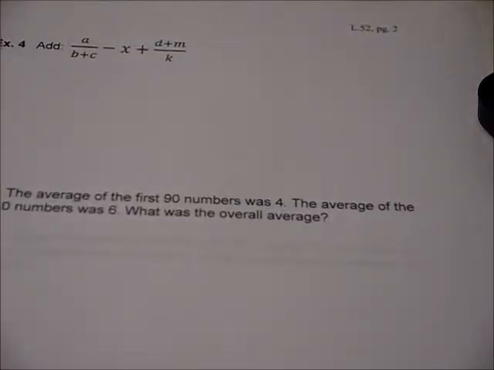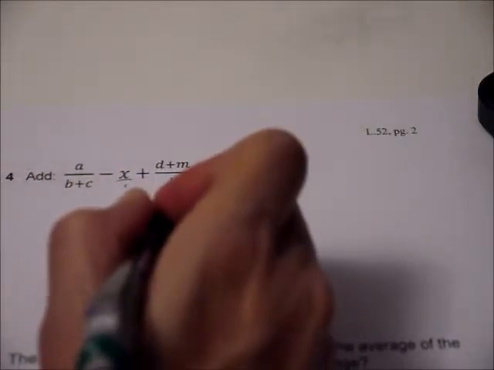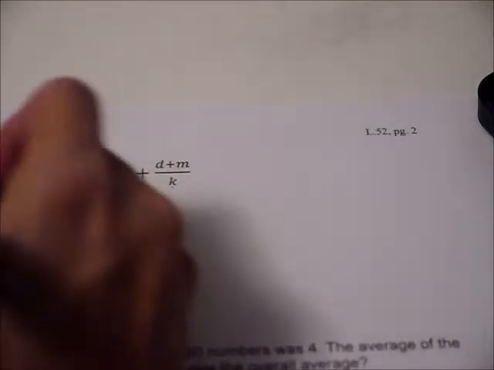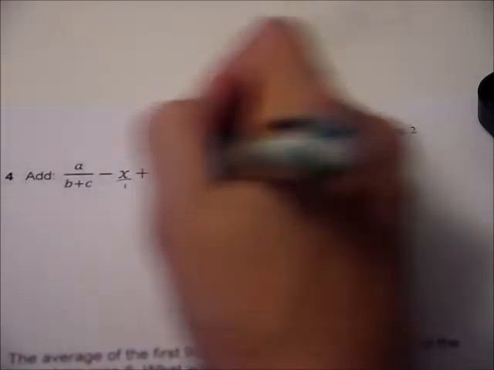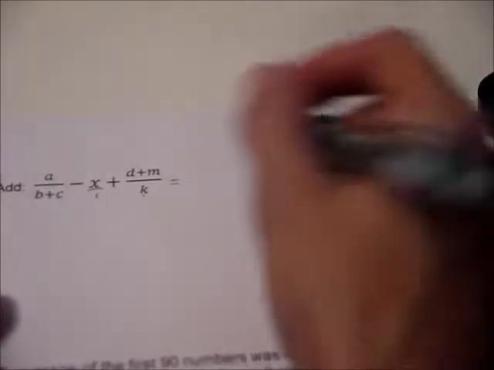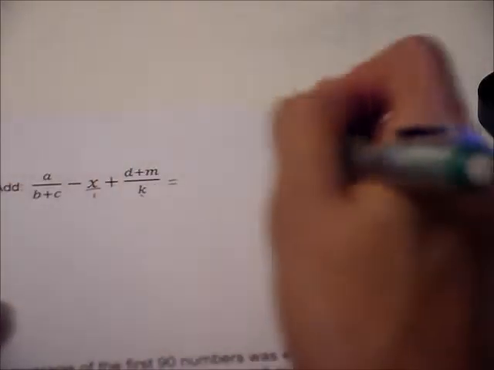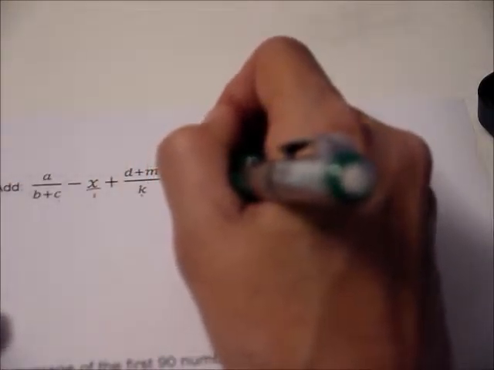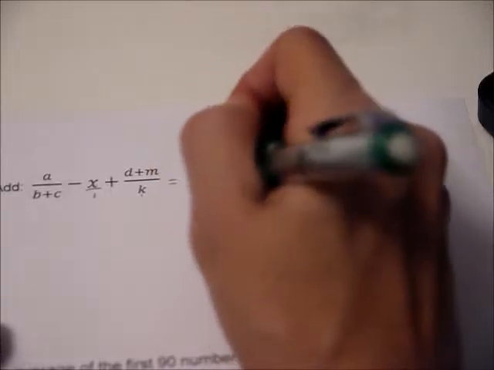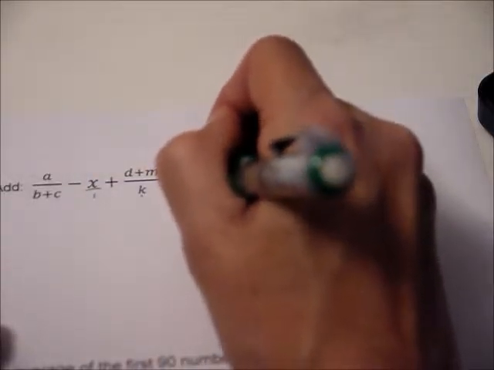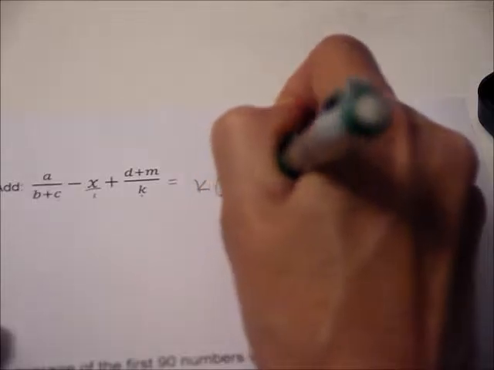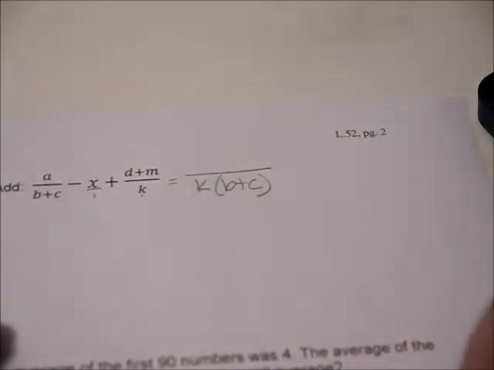All right, we've got a couple more. Now this one, again, the x just has a denominator of 1. So we have b plus c times k. That's going to be our denominator. I'm sorry, tongue-tied. Usually I like to put the single one in front, so k times b plus c. That's our LCD.